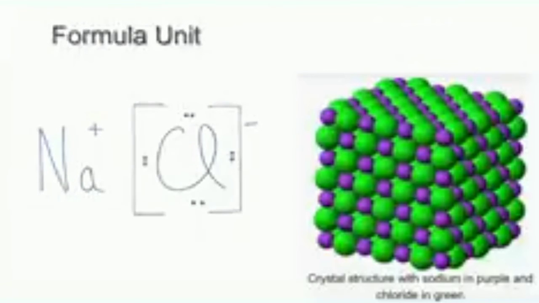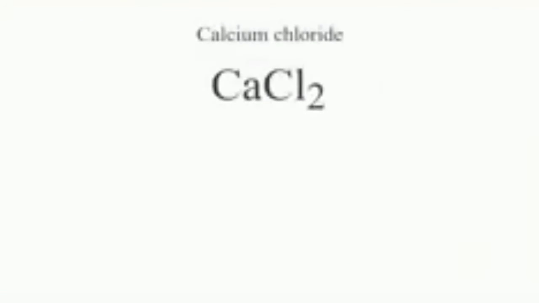Okay, here's one more example, CaCl2, calcium chloride. Now, write calcium, and we have 2 chlorines, so I put one on each side.